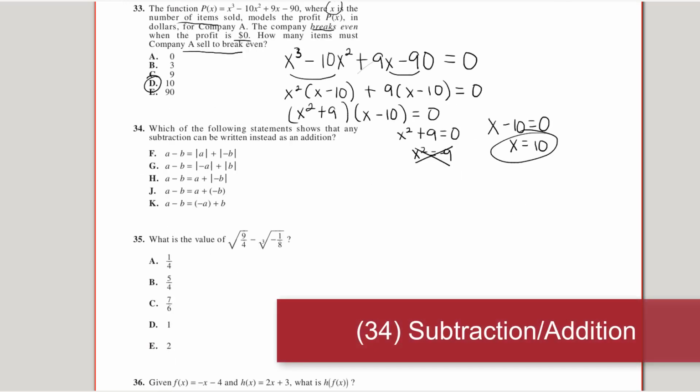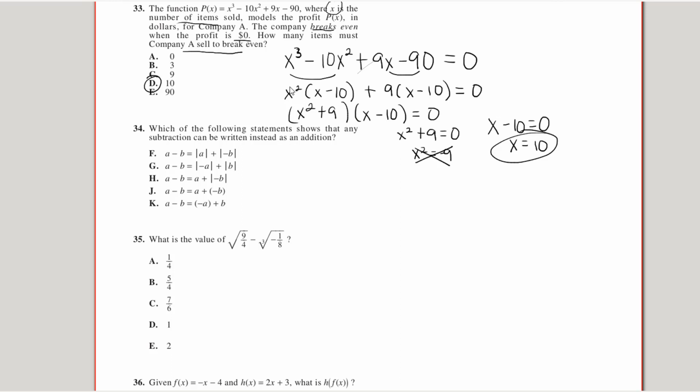Question 34 asks us, which of the following statements shows that any subtraction can be written instead as an addition? So this is a which question. That means we are for sure going to have to evaluate our choices to come up with the answer. And so it's telling us that we want to have a statement that shows that subtraction, which is what each of our values on the left-hand side of the equal sign in our answer, can be written as an addition.